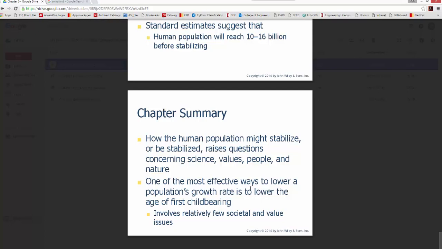That is not true. It says here that one of the most effective ways to lower a population's growth rate is actually to increase the age of first childbearing. Sorry, that is a mistake there. So the way we do that is not to lower it. We want to raise it. If we raise it from 15 to 25, for instance, then odds are pretty good that the number of children in that family will be fewer than if the family started at a younger age.